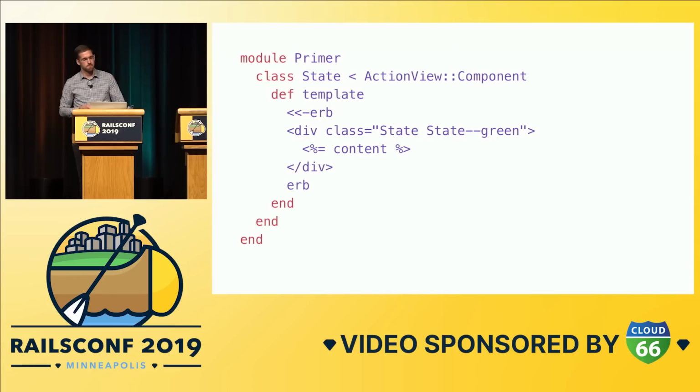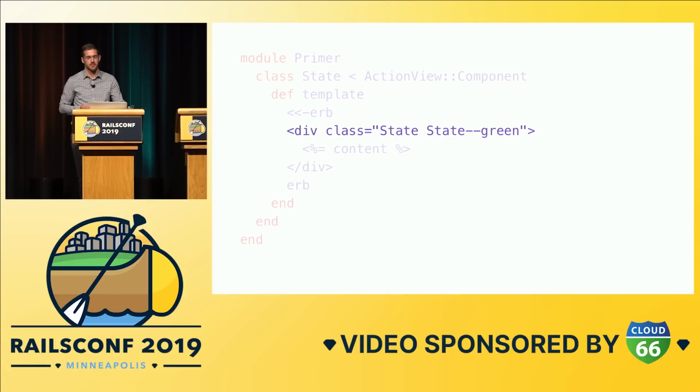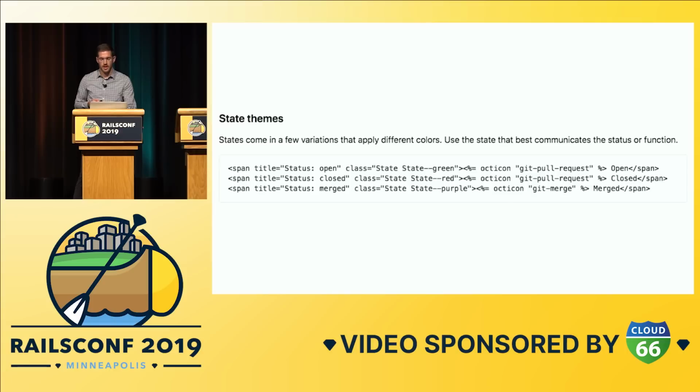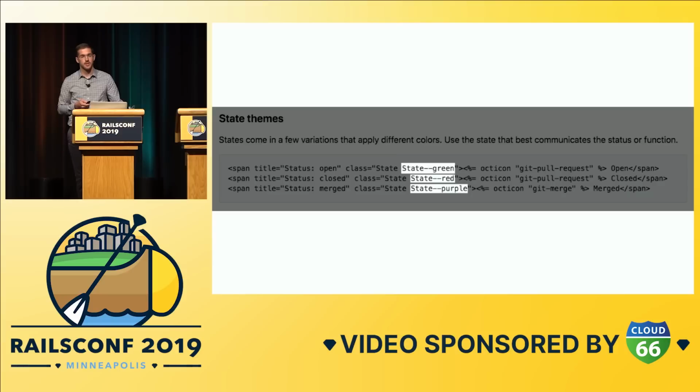But now that we have content, what about setting the color? So let's start by adding a color argument to the initializer. But what values do we need to handle? If we look at our design system documentation, it looks like we can specify three: green, red, and purple. Otherwise, the component defaults to gray, which you've probably seen as our new feature, draft pull requests.